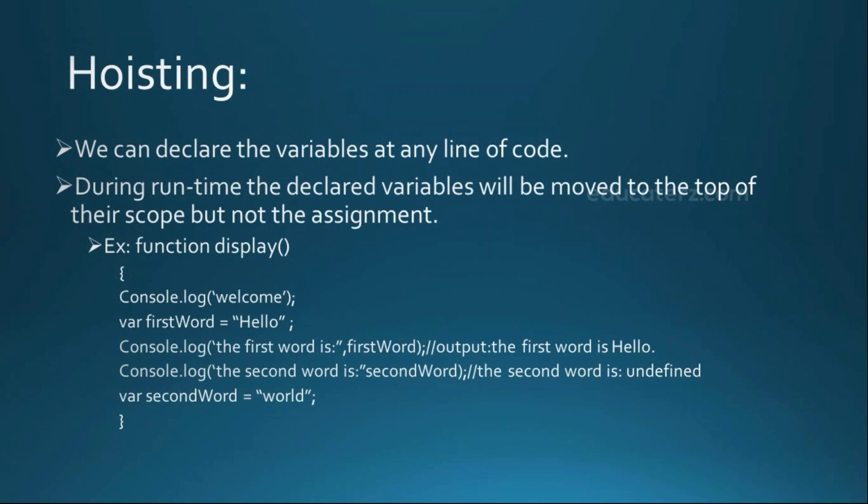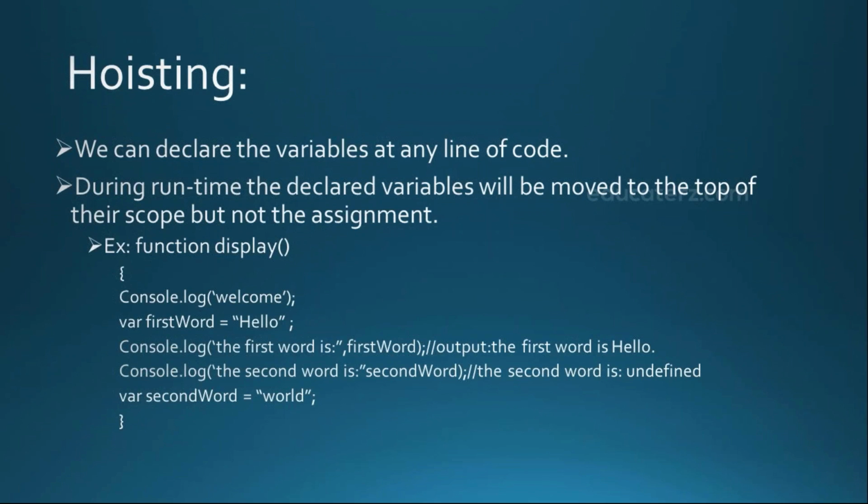Coming to hoisting. Here in JavaScript, there is one flexibility that we can declare the variables at any line of code. During runtime, the declared variables will be moved to the top of their scope, but not the assignment.